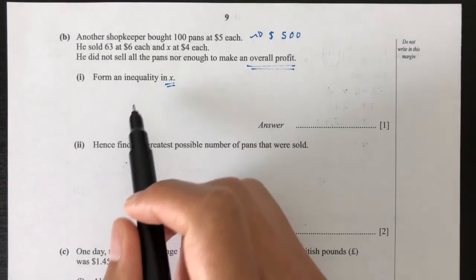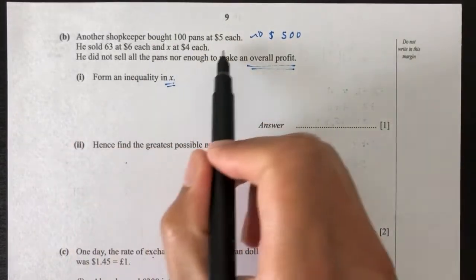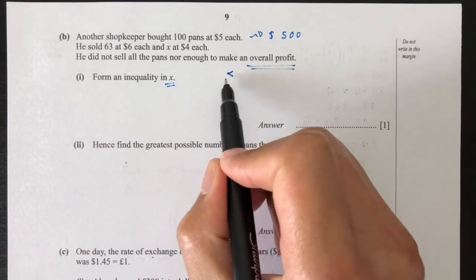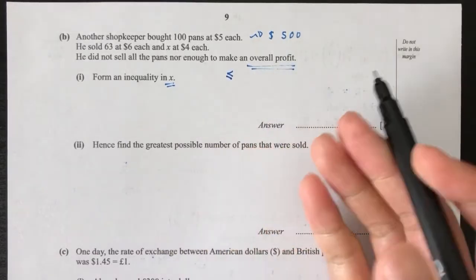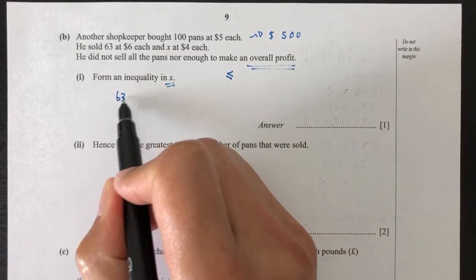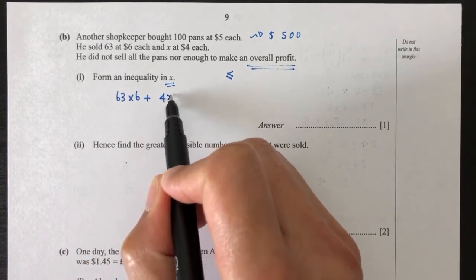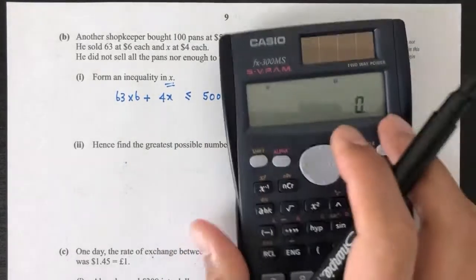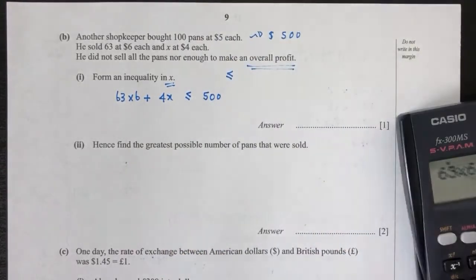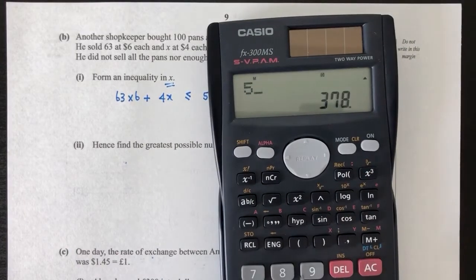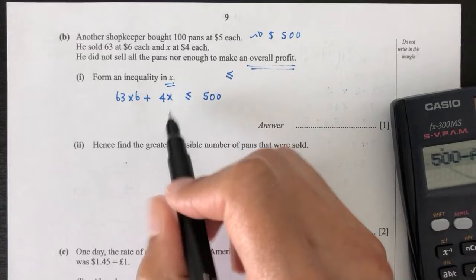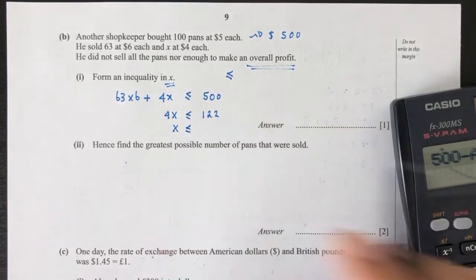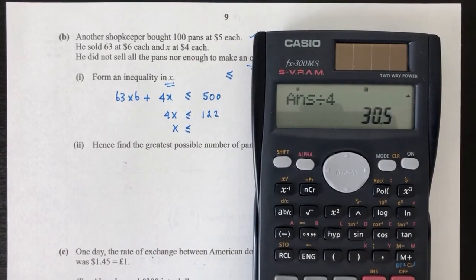So we can basically use this and this. We would say that he did not make any profit. It means that he made less or equal to the amount he spent, right? So let's do that. That will be 63 times 6 plus 4x is less or equal to 500 because he did not make any profit yet. So simplify. That will be 378, so 500 minus the answer, that will be 122. So 4x is less than or equal to 122, x will be divided by 4, that will be 30.5.